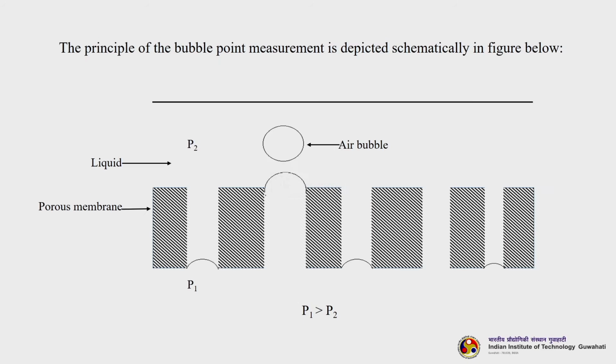Now, how does this happen? This is the principle. As you can see, P1 is the pressure from the bottom side of the membrane, which we are supplying, and P2 is the pressure at the upstream side of the membrane, that is basically the liquid pressure. Obviously, P1 is greater than P2 because P1 is what we are supplying from the bottom side. Now, these pores are actually filled with liquid. Try to understand, this is one of the pores, which is filled with liquid.